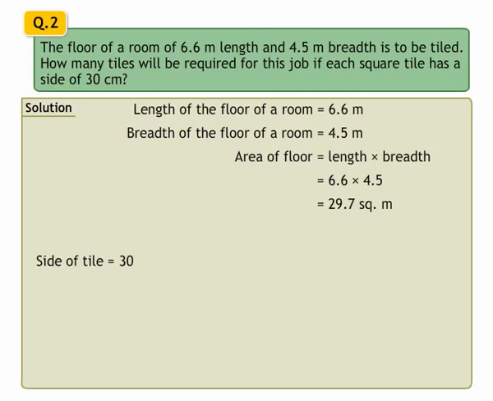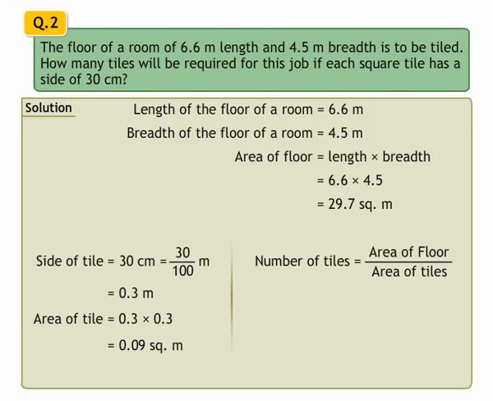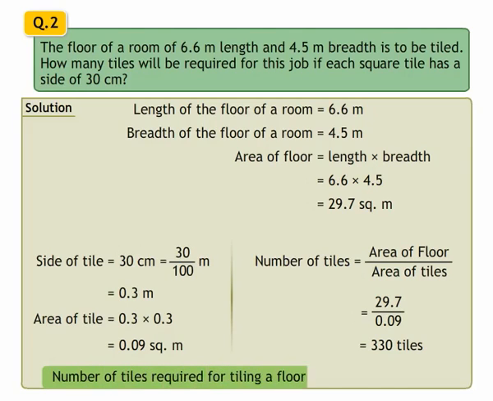Side of tile is 30 centimeters, which is equal to 30 upon 100 meter, that is 0.3 meters. Area of tile is equal to 0.3 into 0.3, which is equal to 0.09 square meter. Number of tiles required is equal to area of floor upon area of tiles, 29.7 upon 0.09, which is equal to 330 tiles. Therefore, number of tiles required for tiling a floor of a room is 330 tiles.